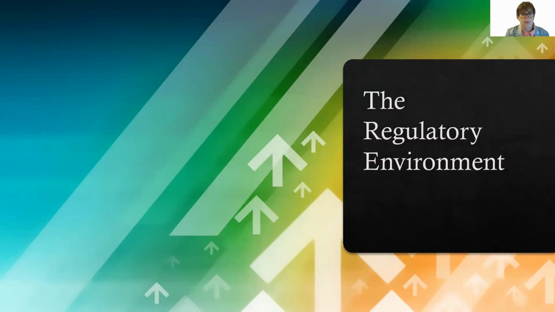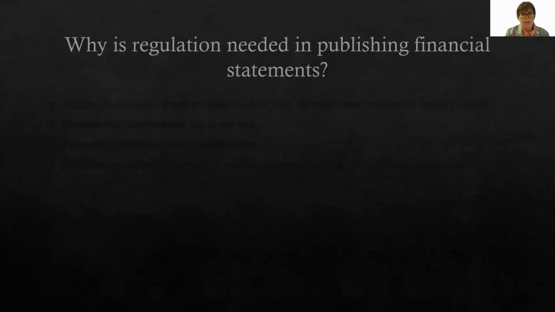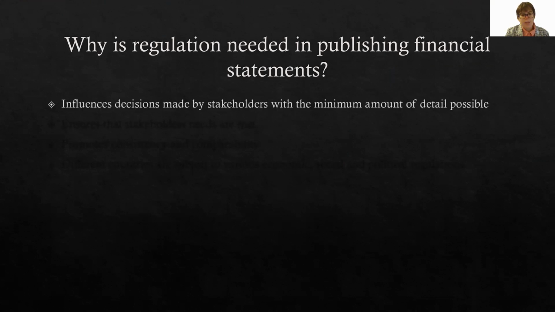In this video, we will look at the regulatory environment for the accounting profession. So firstly then, why is regulation needed when publishing financial statements? There are a multitude of reasons. Firstly, it will influence decisions made by stakeholders with the minimum amount of detail possible. Not all stakeholders are going to be able to understand lengthy financial statements, so if we can keep it to the minimum amount of detail, that should help them.